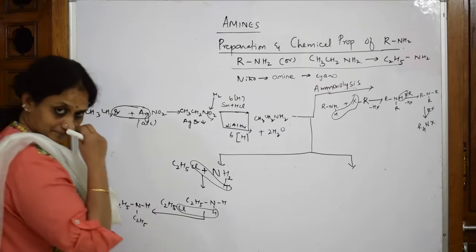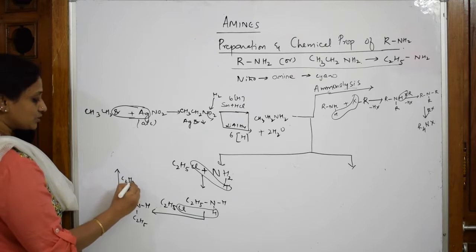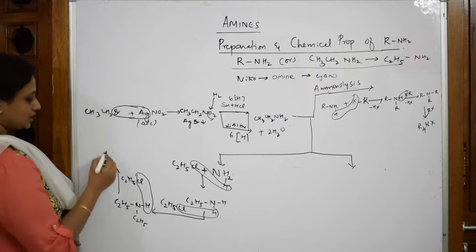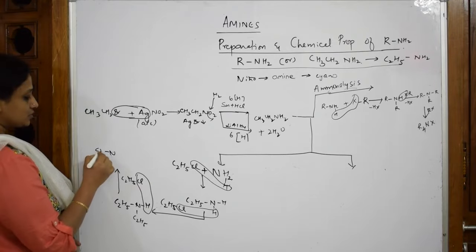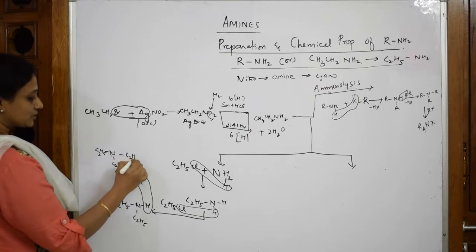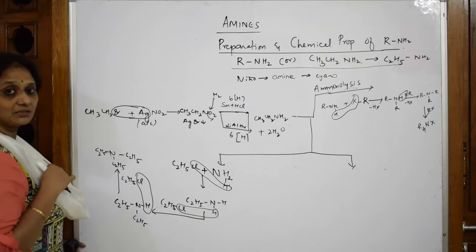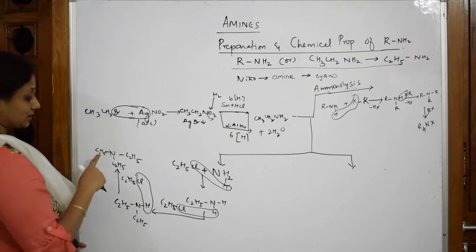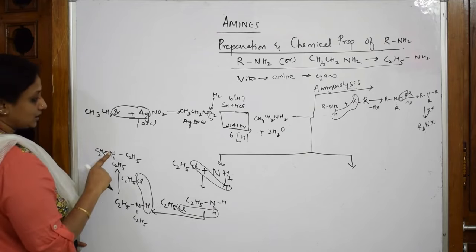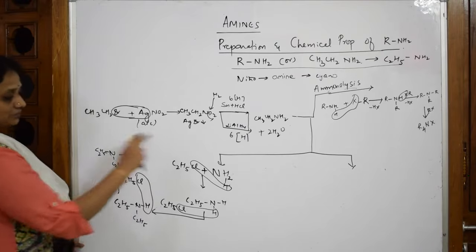Diethylamine. Now to this particular thing you are going to introduce one more C2H5Cl. HCl comes out and you get N with C2H5, C2H5 and C2H5. Triethylamine, or ethanamine, triethyl: 1, 2, 3. Triethylamine. Right? So this is your aminolysis.